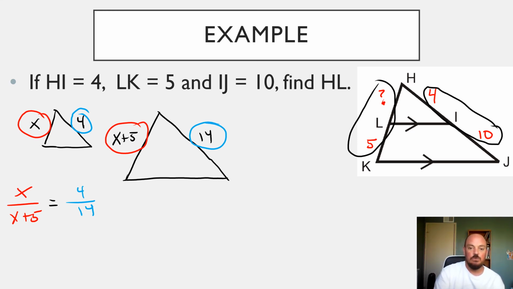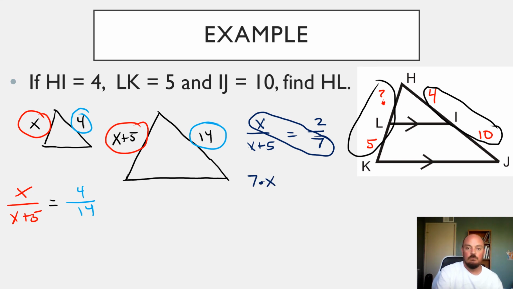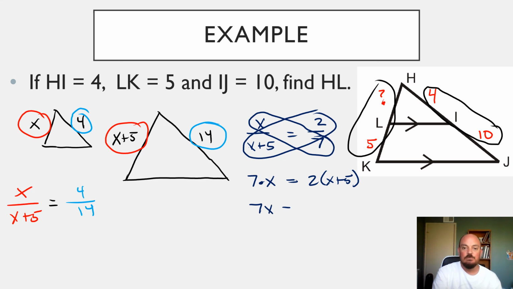So then my question would say, let me move over here where I have a little bit more space to work. X over X plus 5 equals 2 over 7. I divided the 14 and the 4 by 2. Now you can cross multiply. So I have 7 times X equals 2 times X plus 5. Let's solve for X. 7 times X is 7X. On the other side, you have the distributive property. 2 times X plus 5. 2 times X is 2X. Plus 2 times 5 is 10.